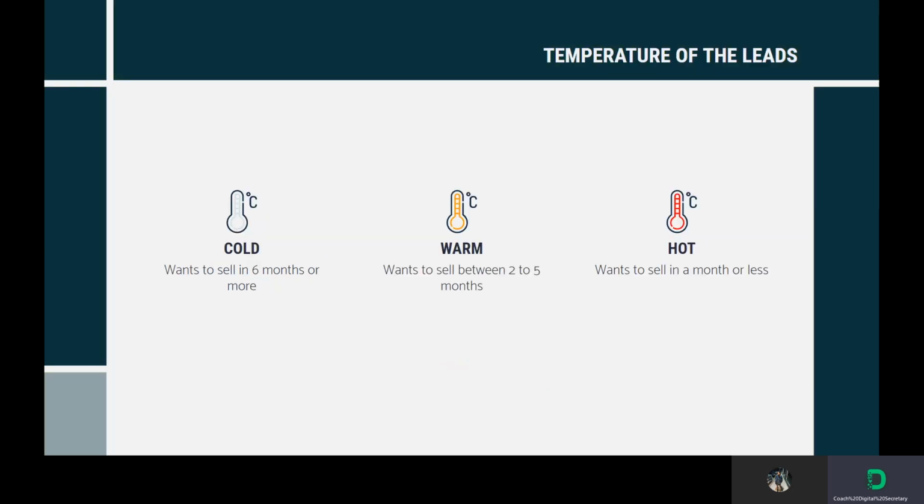Okay? Now, let's get the temperature of the lead. Based on all of this, we can get to know the proper temperature of a lead. We have cold, warm, and hot. A cold lead wants to sell in 6 months or more. If they tell you, I'm gonna sell next year, that's still a lead, a cold lead, but that's a lead.